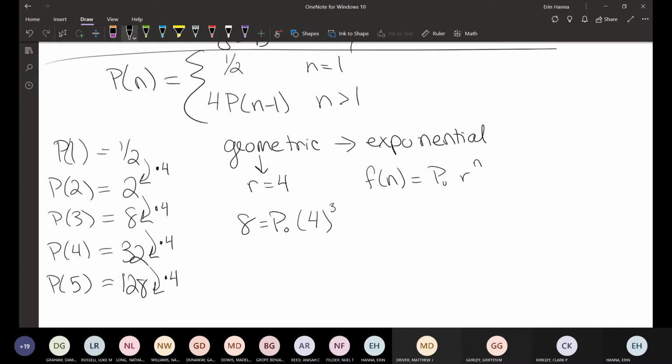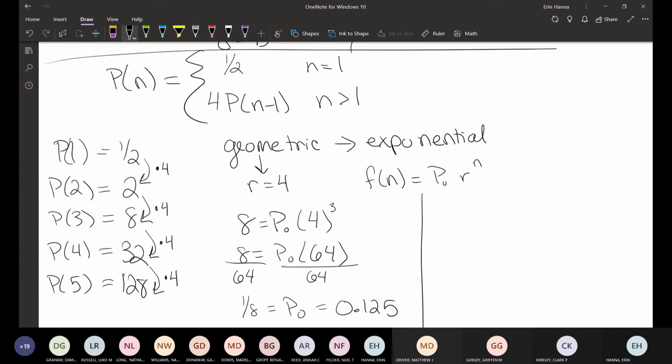Oh, I'm going to regret this. So 4 cubed is 64. I should probably be able to do that in my head, but I can't. And then 8 divided by 64 is 1/8. So we divide both sides by 64. That reduces to 1/8. If you were to write it as 0.125, that wouldn't be the end of the world. Which tells us that our closed form function is most likely 1/8 times 4 to the n.